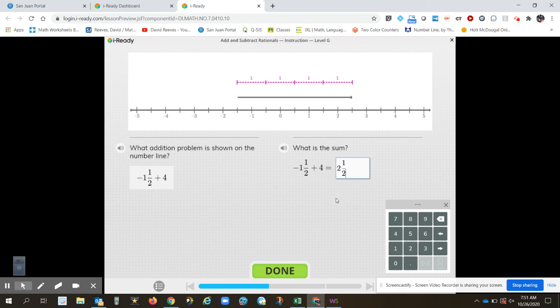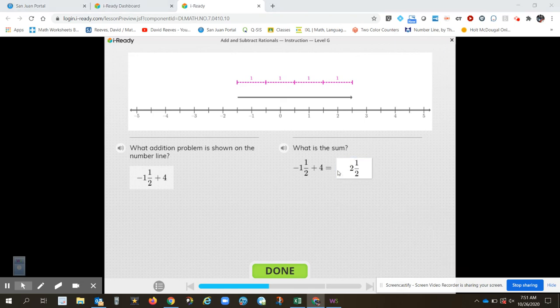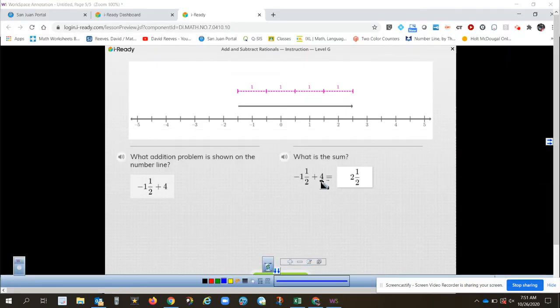By the way, if we were doing this the traditional way, just to show you, if we wanted to add these together, we would change that 4 to 3 and 2/2. Do you guys agree that 2/2 is 1? Then when we added these together, we would say, what do we have more of, 3 or negative 1? We have 2. And then right here, we would say 2/2 minus 1/2 is 2.5. So that's the traditional way we would do it, but they're asking us to do it on a number line.